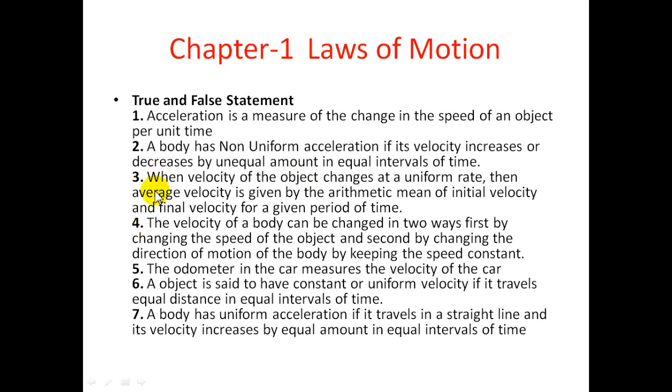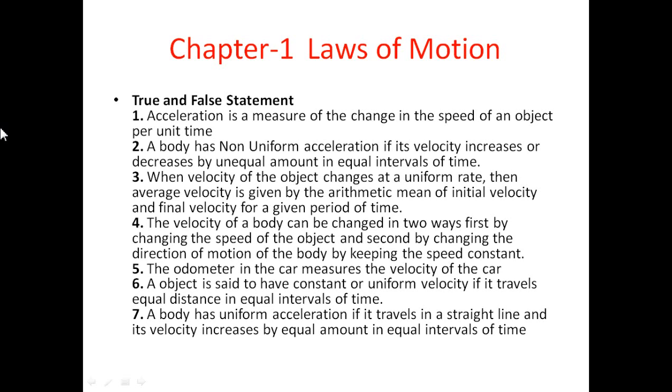Third one: when velocity of the object changes at a uniform rate, then the average velocity is given by the arithmetic mean of initial velocity and final velocity for a given period of time. Yes, it's true. In that case we can calculate initial velocity and final velocity by their rate of change. So the third one is also true.